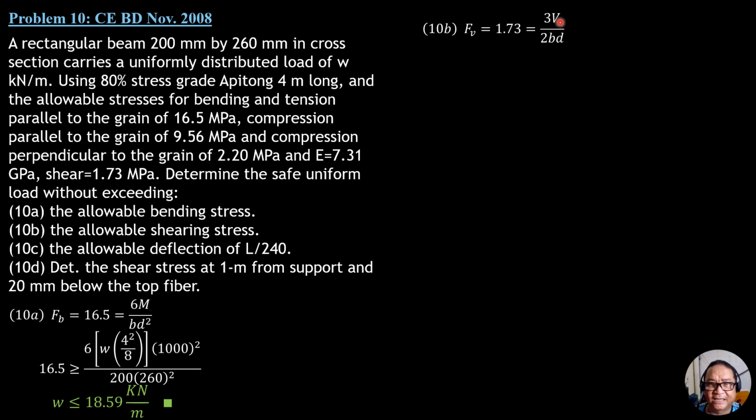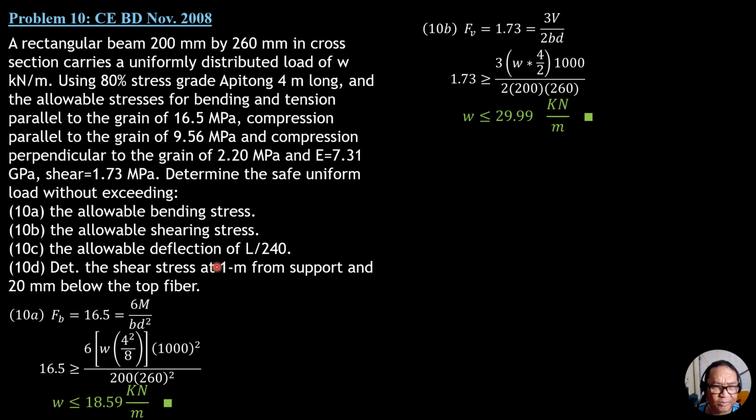Then let's convert that to Newton. So 1.73 should be greater or equal to 3 times WL over 2 times 1000 to convert that to Newtons, divided by 2. B is 200 mm, depth 260. So W is in kilonewton per meter, and it should be less than equal to 29.99 kilonewtons per meter.